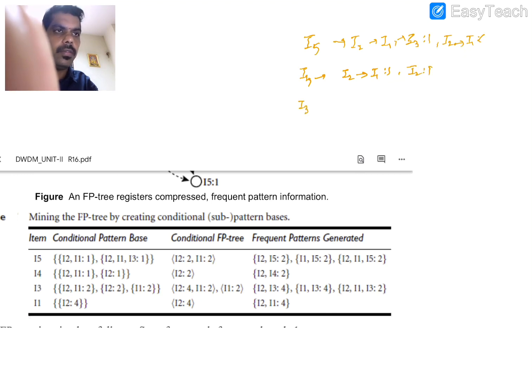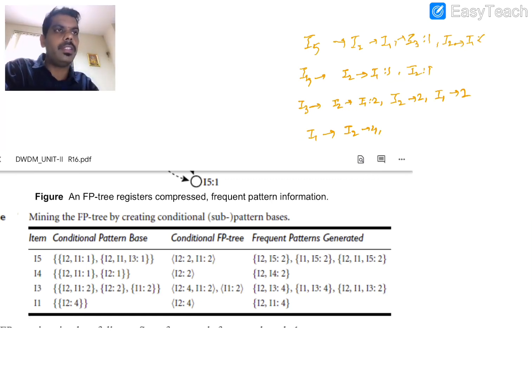Next I3. For I3, if you look at the tree I2, I1, there are two nodes, and from I2 there are two nodes, and from I1 there are two nodes, and I1, I2, four nodes. That's it. Okay. And I2, nothing. So empty. This will be remaining to our empty sets.